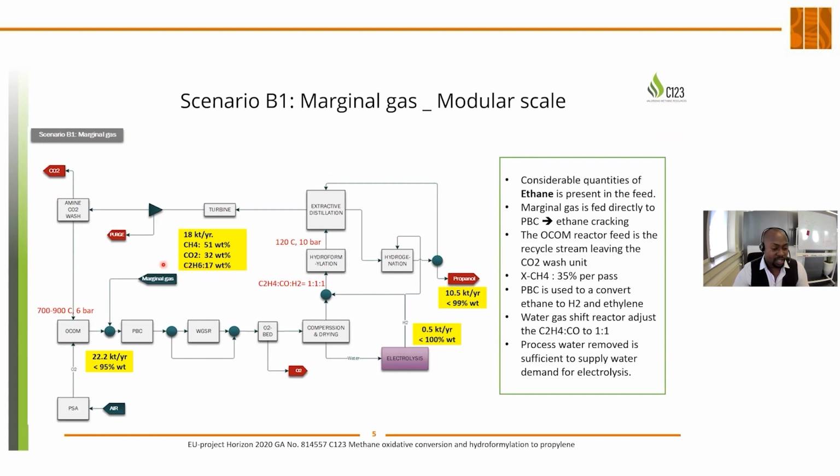If ethane is present in the feed, it's not actually a good idea to put this large amount of ethane in the OCM reactor. So the first thing we do is crack the ethane first in the post-bed cracking, and then we recycle the light gases, and the OCM has a higher concentration of methane in the feed than the fresh gas composition. But the rest of the concept is relatively the same.